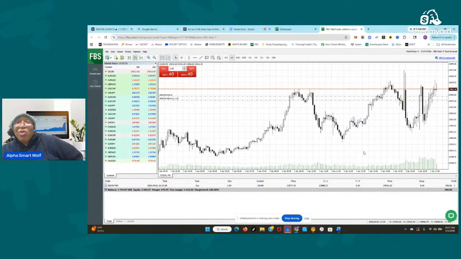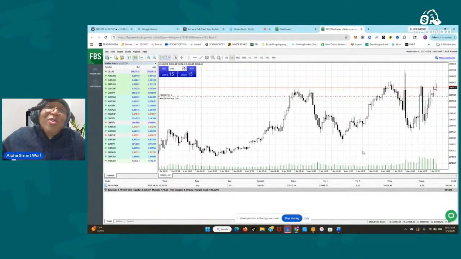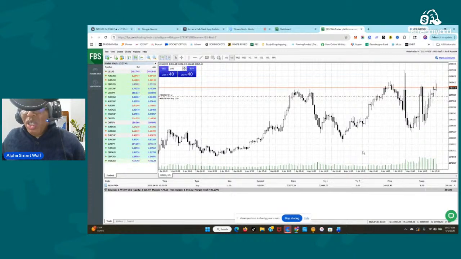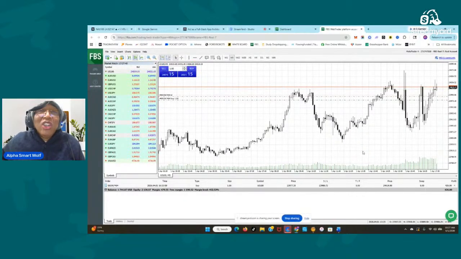Make sure you use the right lot sizes, not risking more than 1 to 2% of your account. That is the goal, especially if you have a massive account. Most people are okay with risking just 1% of their account. If you have a big account, you don't have to be greedy, okay?